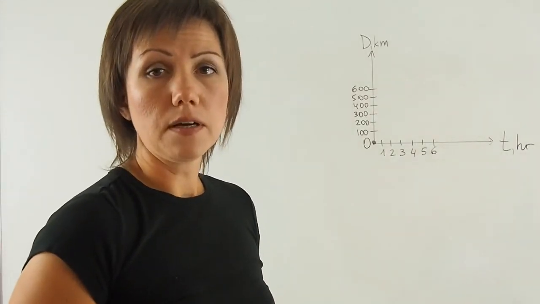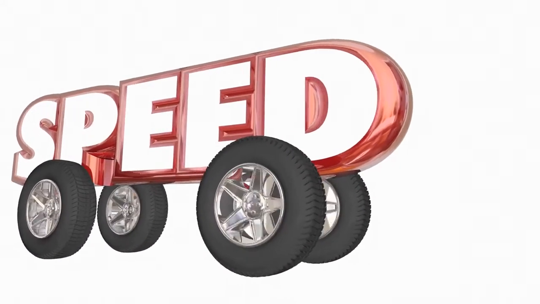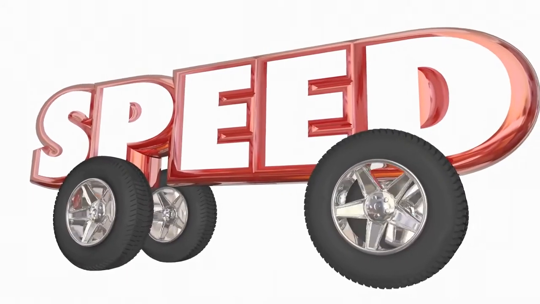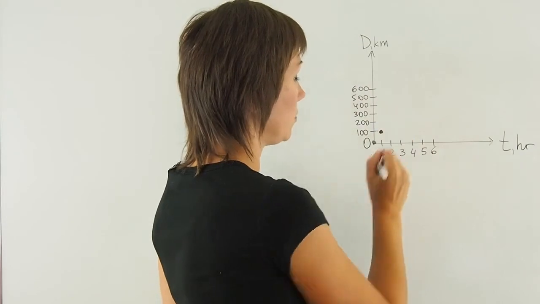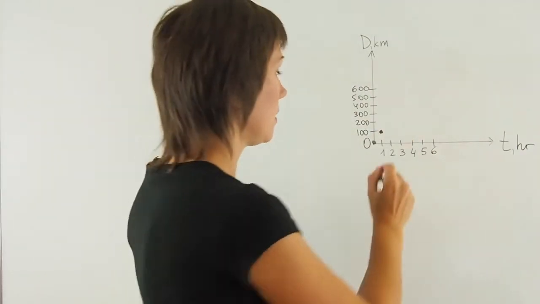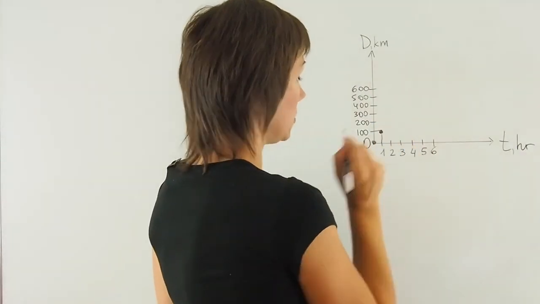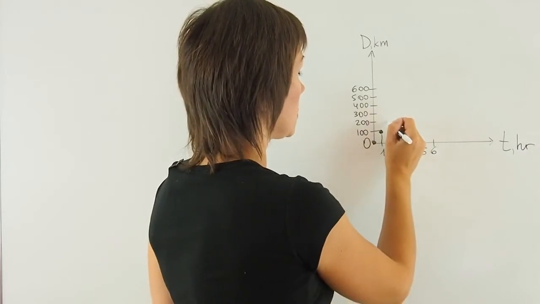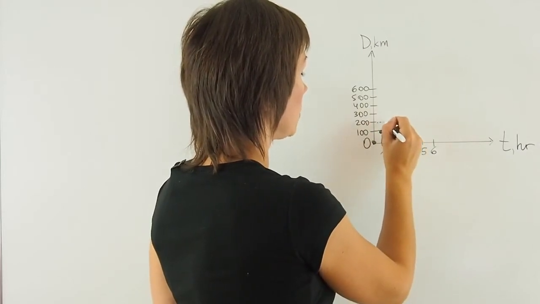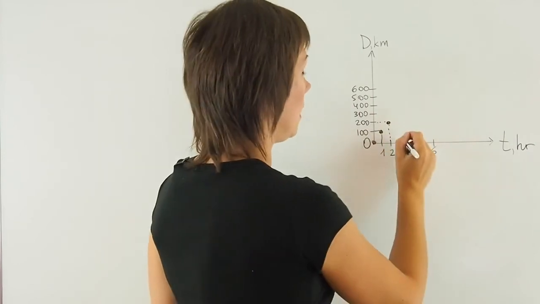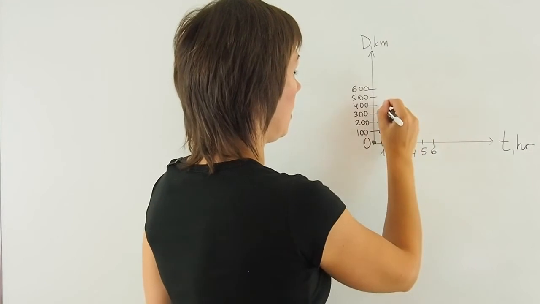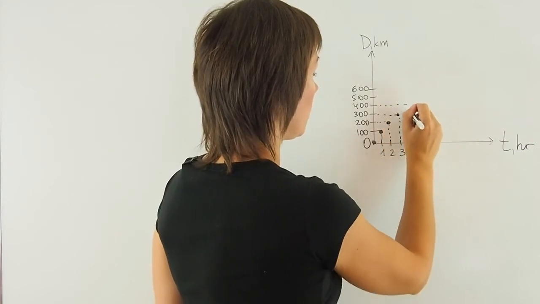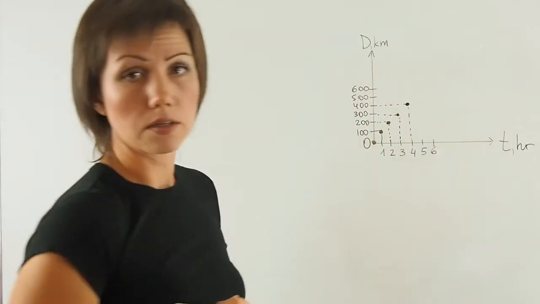So the vehicle travels at a certain speed, and we want to determine what that speed is. After 1 hour, it goes 100 kilometers, so the point will go here at 100. After 2 hours, it covers 200 kilometers. After 3 hours, 300 kilometers. After 4 hours, 400 kilometers, and so on.